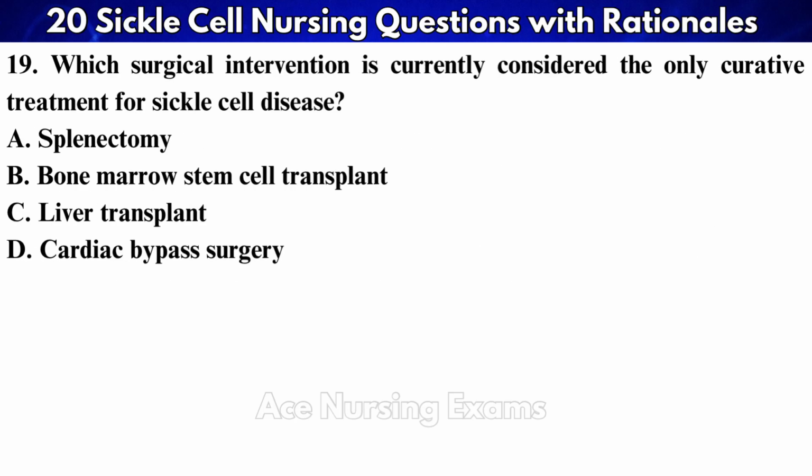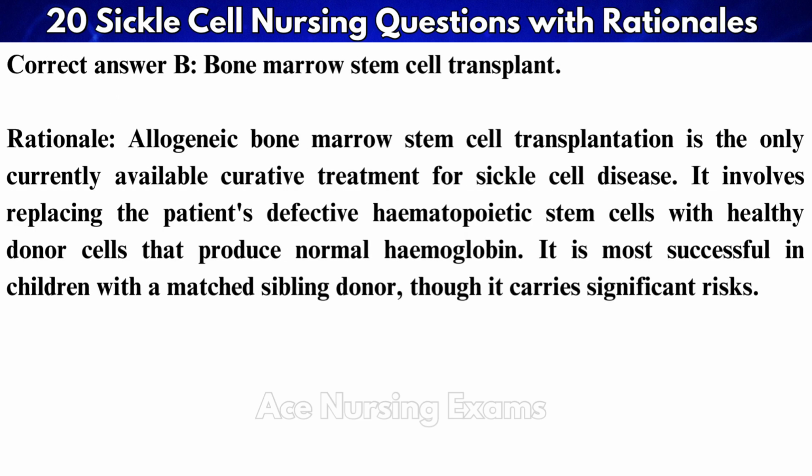Question 19. Which surgical intervention is currently considered the only curative treatment for sickle cell disease? A. Splenectomy. B. Bone marrow stem cell transplant. C. Liver transplant. D. Cardiac bypass surgery. The correct answer is B. Bone marrow stem cell transplantation.